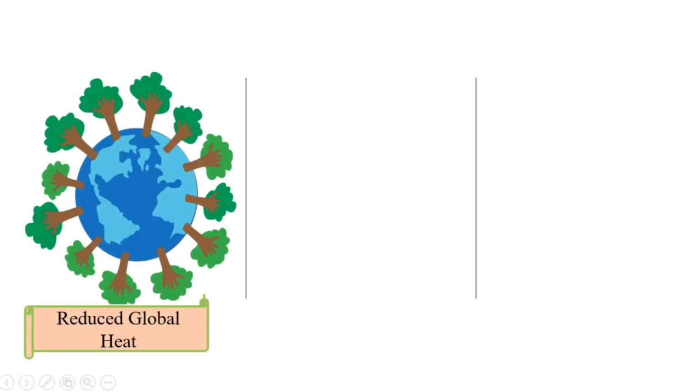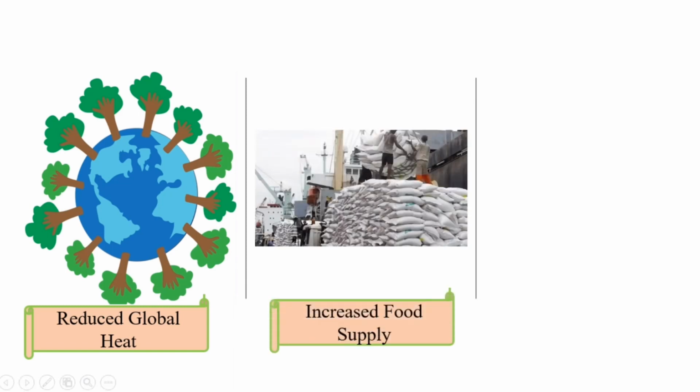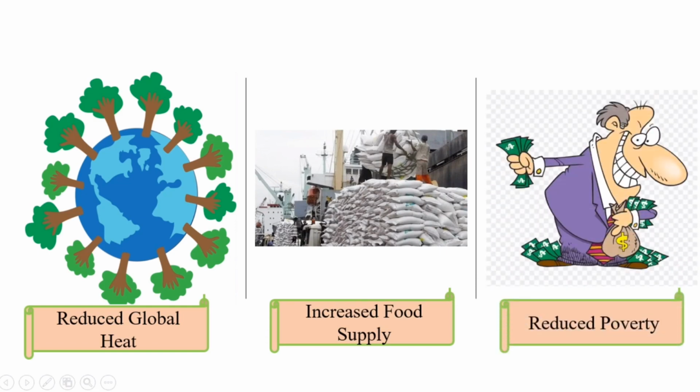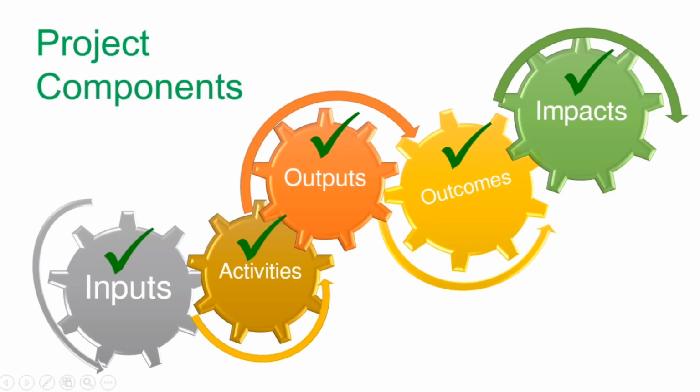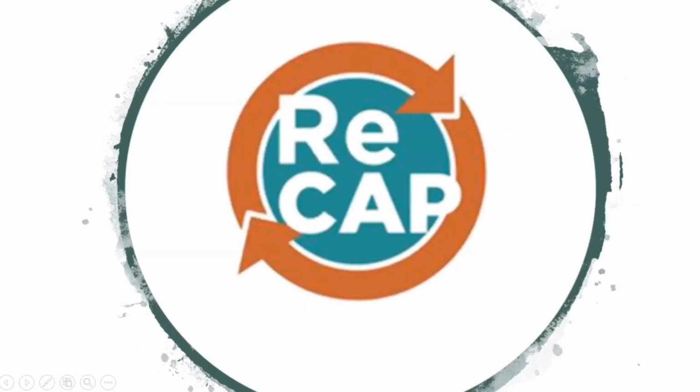Then the expected impact that the project would like to contribute to is reducing global heat. Just bear in mind, we are not saying directly reduce, but we say a contribution to reduce global heat. And number two, we also contribute to increasing the food supply in the country or for export. Last but not least, we would like to contribute to reducing poverty in the country. So by now we have covered inputs, activities, outputs, outcomes, and impacts. Hope you have a better understanding of this.